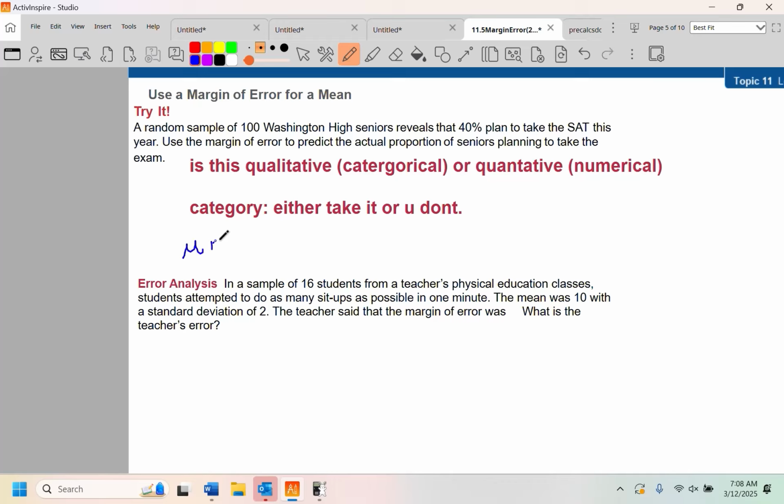Your margin of error is going to be 1 over the square root of n. So my margin of error here, with a random sample of 100 kids, is 1 over the root of 100, which is 1 over 10, which as a decimal is 0.1. Or let's just use 10%. 10% is my margin of error.